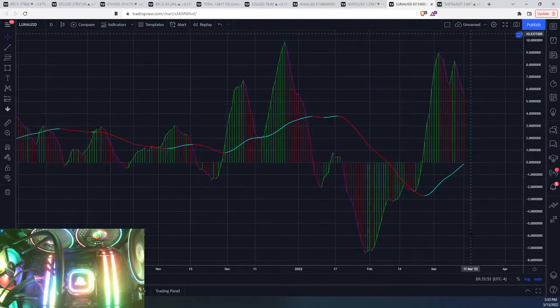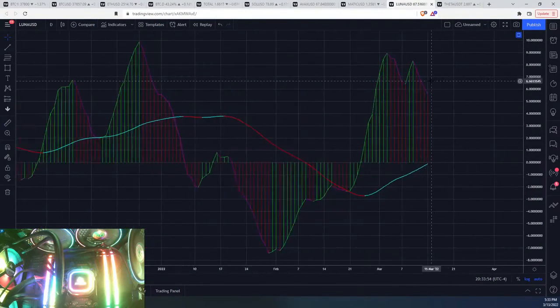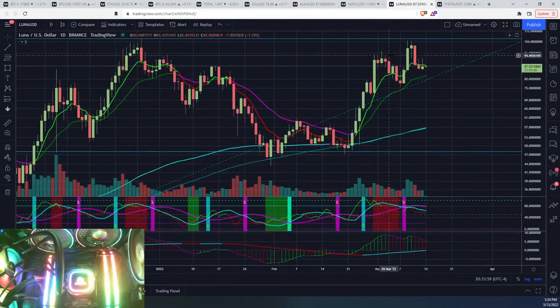Now, what I'm seeing here on the daily, as we identified a few days ago, last week, we have a high, then we have a lower high right here, and then we have a high right here that corresponds with it, and we have a lower high right here.